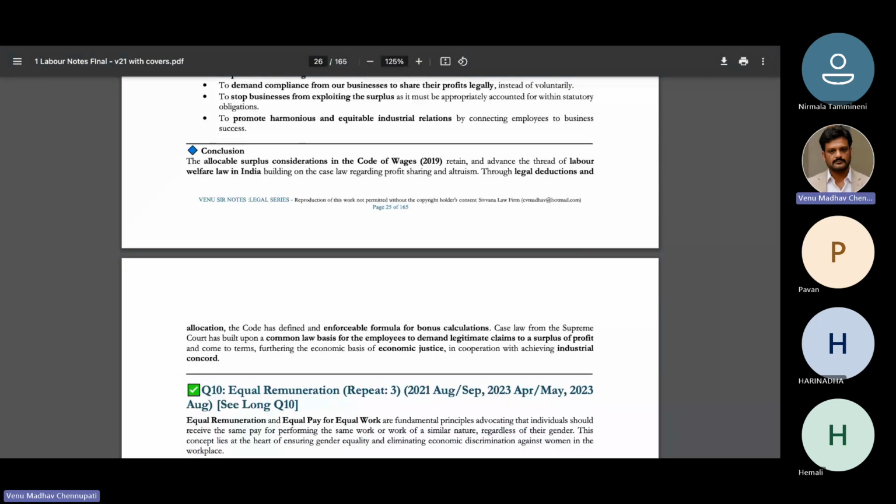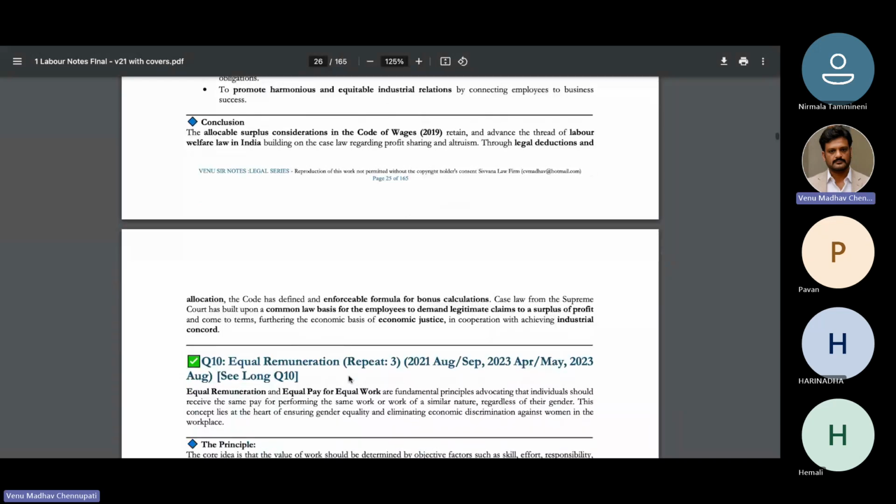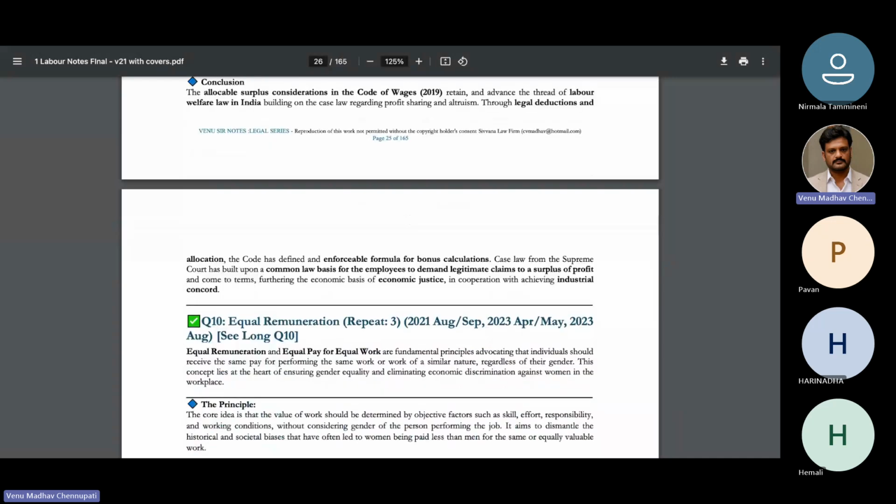So case laws basically, the Supreme Court has built a common law basis for employees to demand legitimate claims to a surplus of profit. So this is judicial activism or overreach. Activism, they say, madam. Okay.